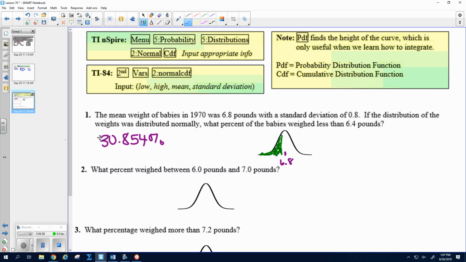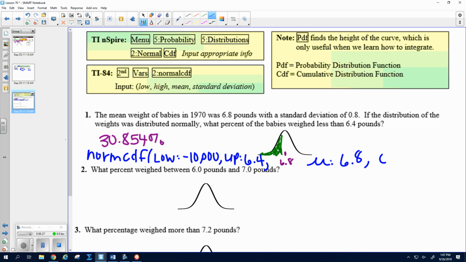However, this is what you have to write to get full credit on the AP Stats exam. Therefore, you're going to have to write this as well. It's still really easy. You need to write norm CDF. And then your lower bound, which if you put 0, that would be fine in this case, or negative 10,000. Your upper bound is 6.4. Ran out of space here. And then mu, your mean, is 6.8. And sigma, your standard deviation, is 0.8. And then you can put equals your answer.